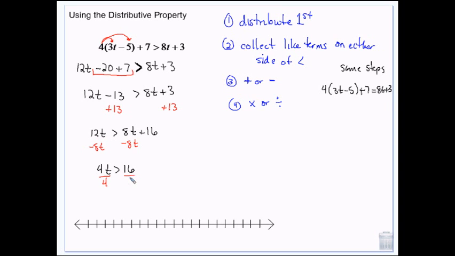4t divided by 4, and t is greater than 4. Here's 0, here's 4. I'm switching to the highlighter because it's easier, and t is greater than 4.